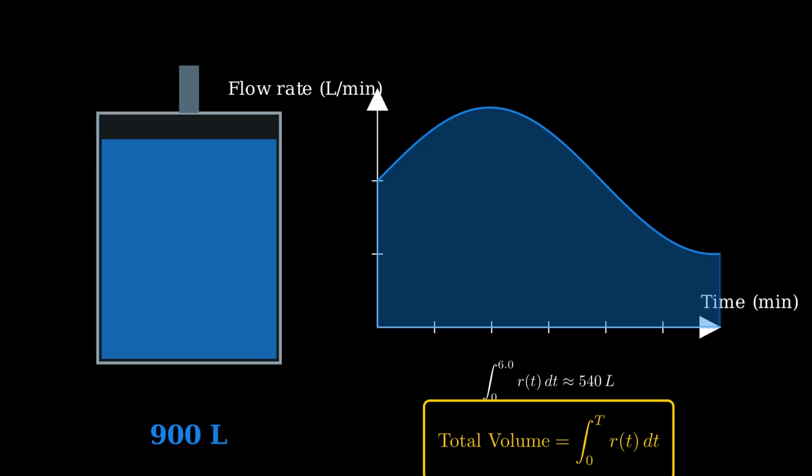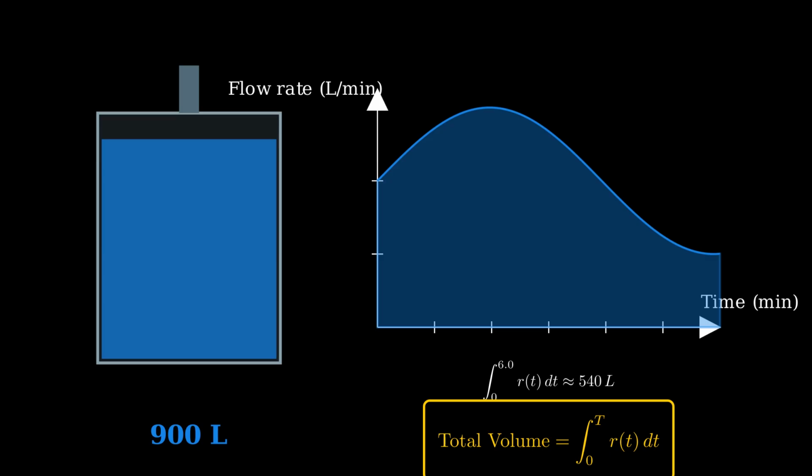If the flow rate were constant, this would be trivial. Rate times time equals volume. Done, but the rate is changing. Every second it's different. So what do we do? Here's the insight. Break those 6 minutes into tiny little slices. Say, 1 second each. During each second, the flow rate is roughly constant.